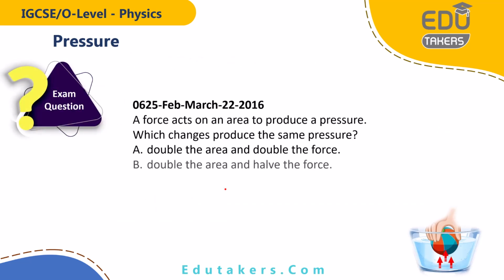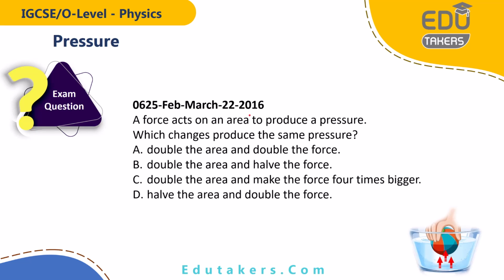Here is the exam question that appeared in February-March 2016. A force acts on an area to produce a pressure. When you apply the force on the area, it produces a pressure. Which changes produce the same pressure? Here the pressure that is produced is P. Here are different possibilities for changing the area and the force. We have to tell which one of the following would be correct so that the pressure does not change.